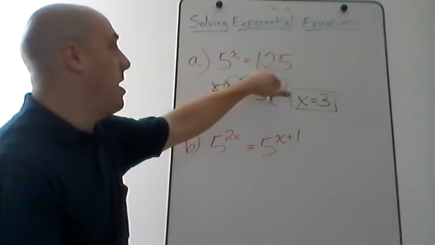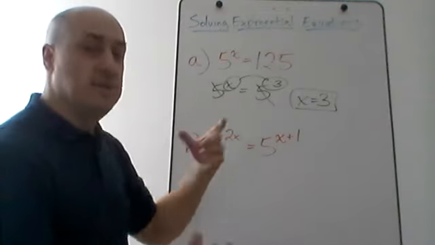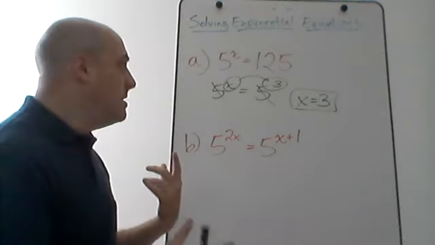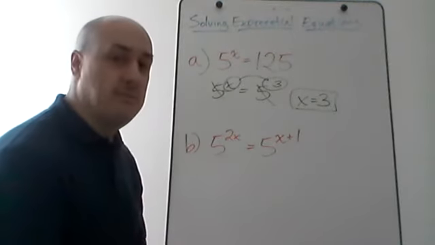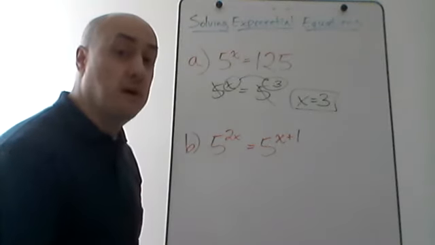So that's the easiest type of exponential equation. This is a 5 raised to a power. I can change this to also 5, in this case to the third power. When the bases match, you set the exponents equal to each other. Now, the reason why, if the bases match, the exponents have to be equal to each other is because exponential functions are one-to-one functions.